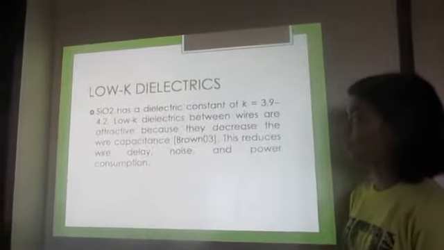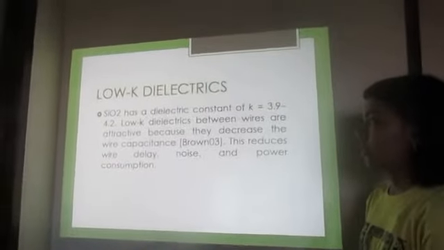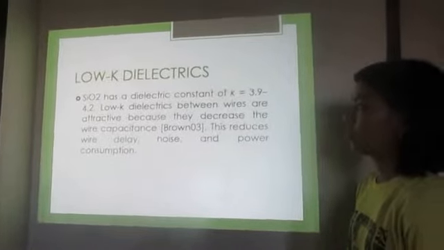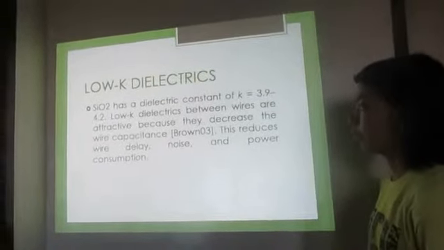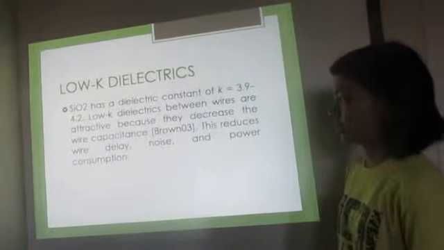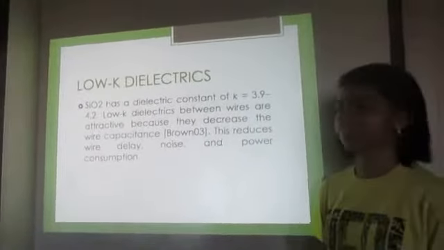Next. The low K dielectrics. Silicon dioxide has a dielectric constant of 3.9 to 4.2. Low K dielectrics between wires are attractive because they decrease the wire capacitance. This reduces wire delay, noise, and power consumption.